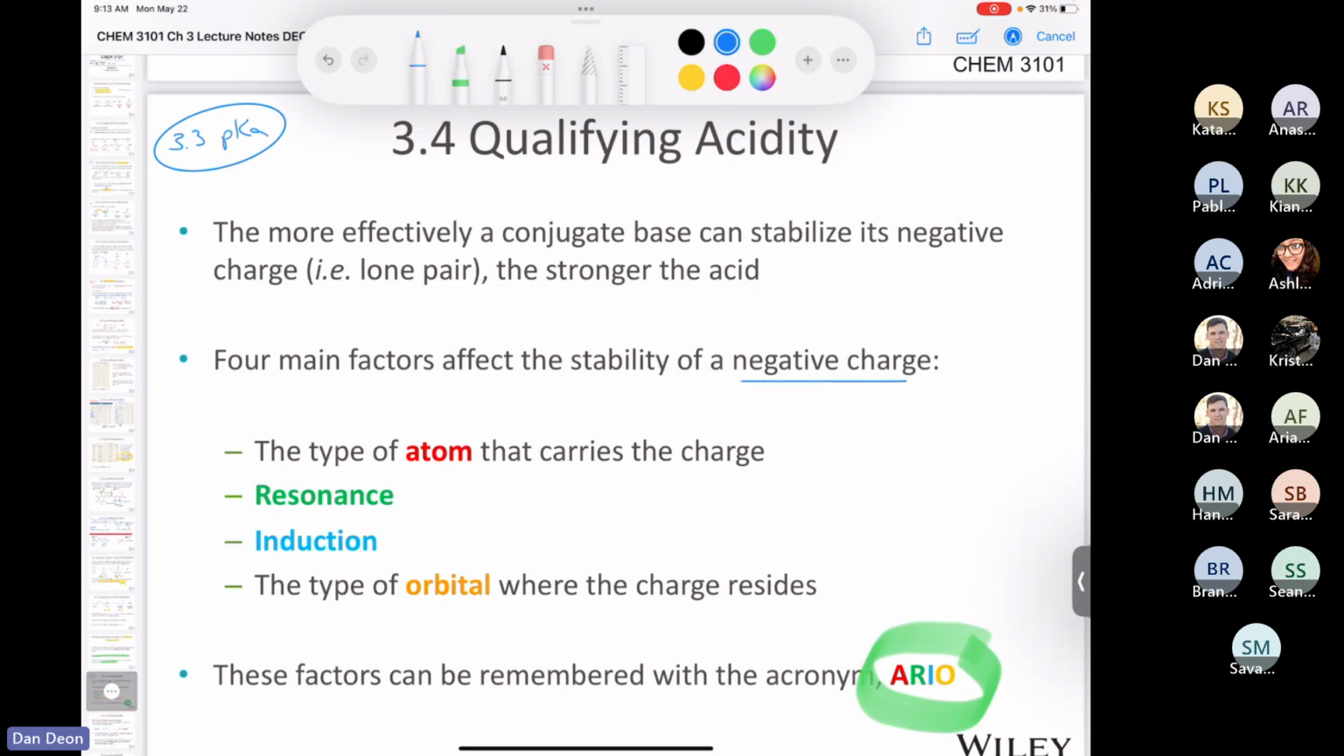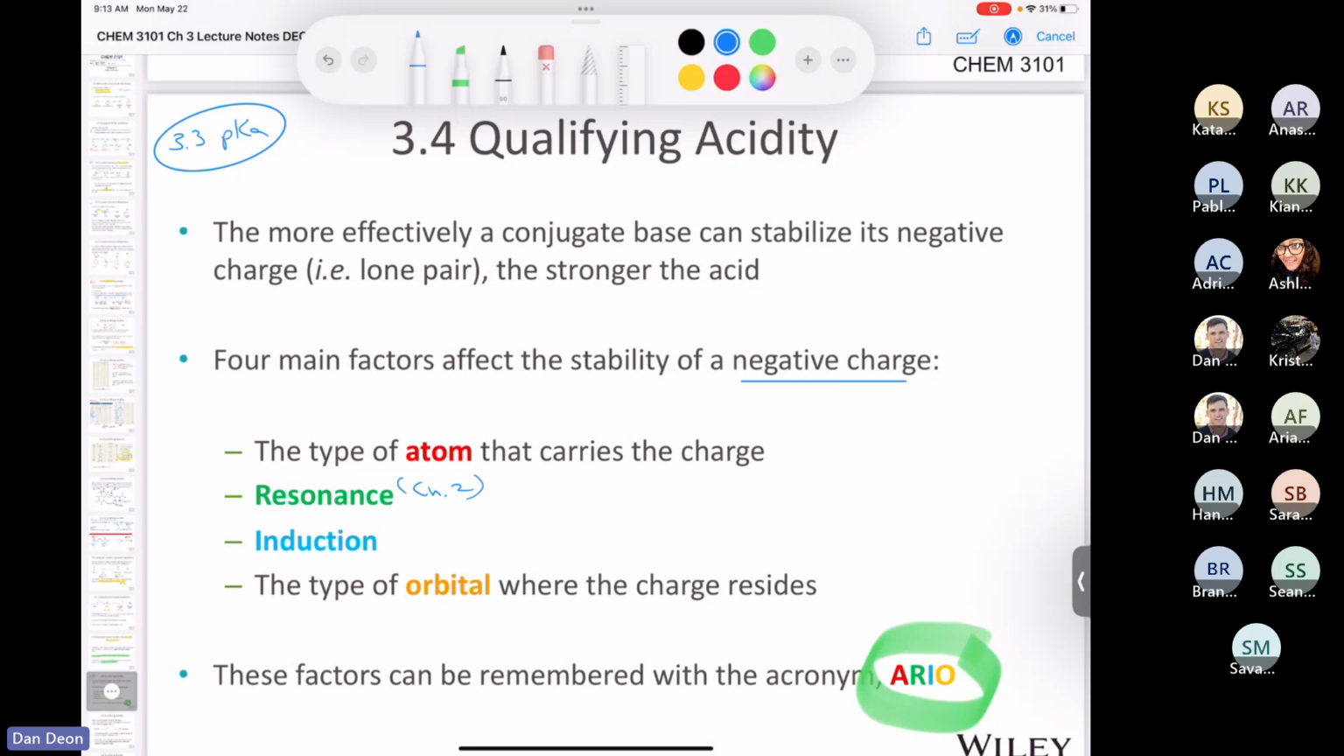And they are, in this order, atom, so the type of atom that carries the charge. The next thing is resonance, so good news, we covered that in chapter 2 in detail, so you know all about resonance. Then induction, and that means inductive effects of electron withdrawing groups, so you can imagine that electronegativity is going to show up there. And then the last thing is orbitals. So whether the charge resides on an sp3 hybridized atom or sp2 or sp.